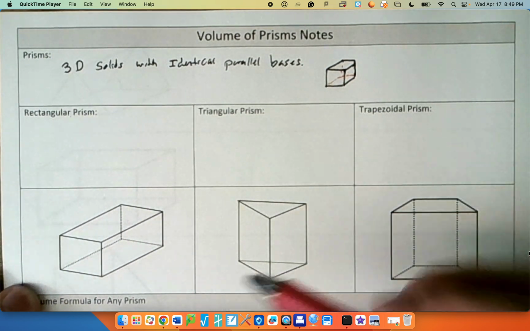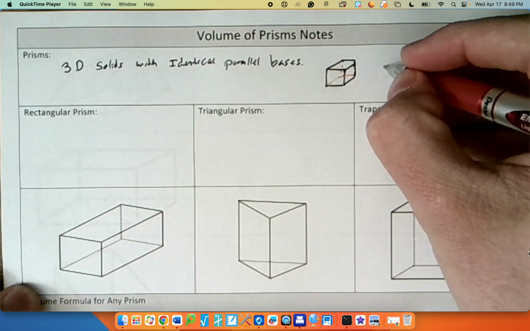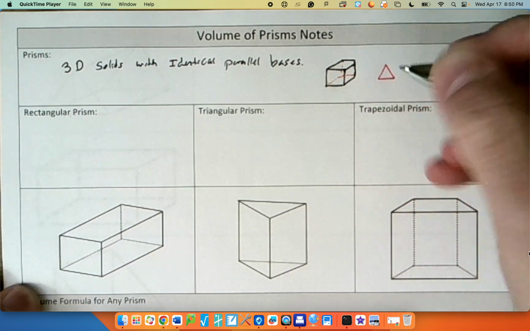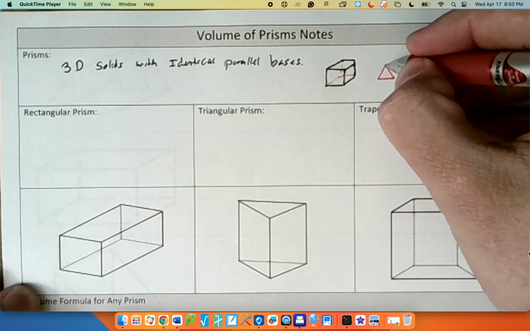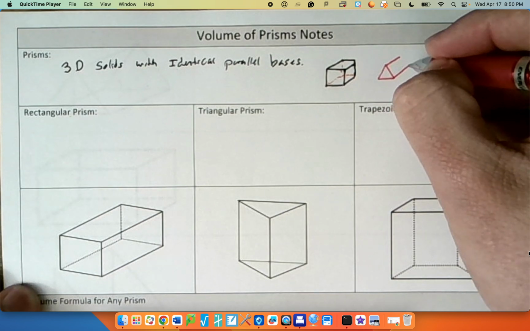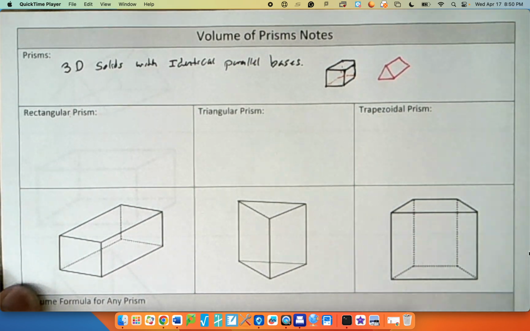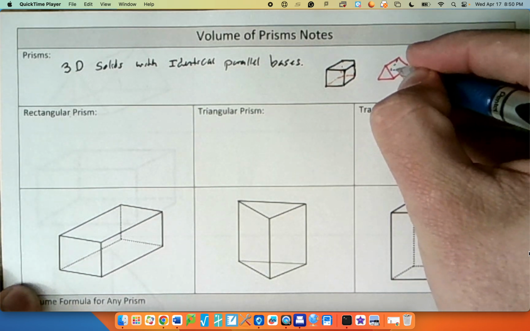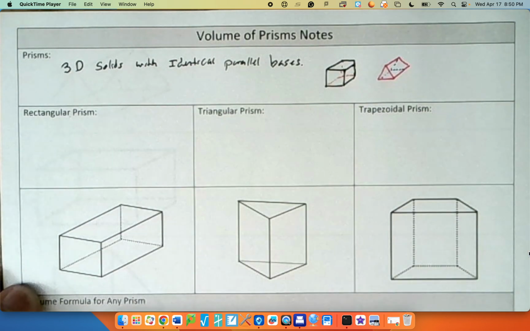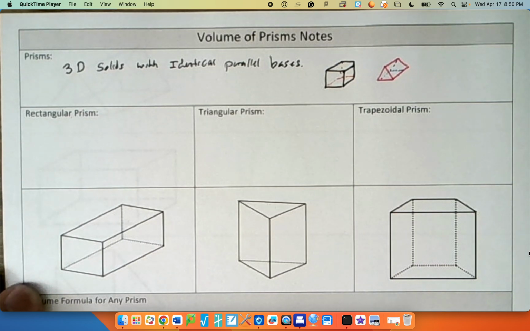The same is true with a triangular prism. I start with any regular old triangle like this, and then if I stretch it back this way, I end up with that same triangle all the way at the other end.